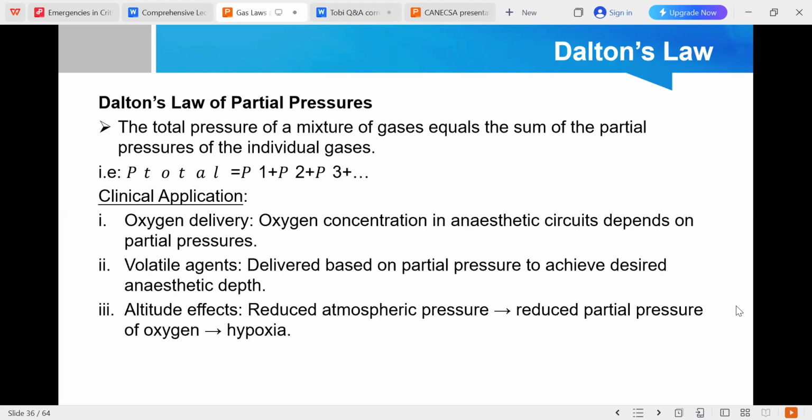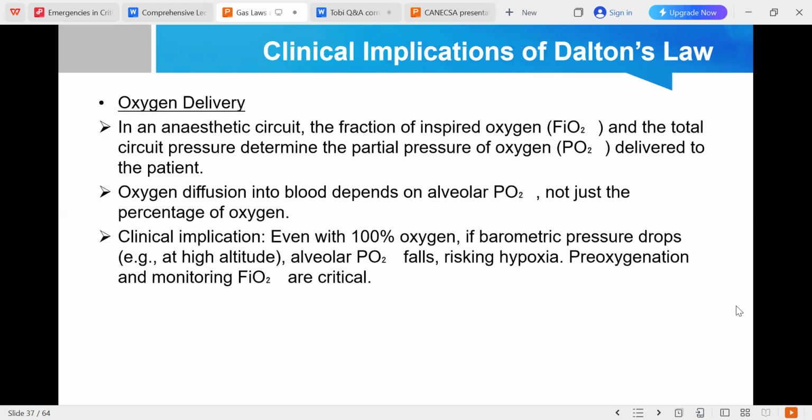So the next gas law we're looking at is Dalton's law of partial pressure. There are two ways we can define it. Number one is that the total pressure of a mixture of gases equals the sum of the partial pressures of the individual gases, or the partial pressure of a gas in a mixture of gases equals the pressure it itself would exert if it alone occupied that cylinder. And there are so many clinical applications of Dalton's law.